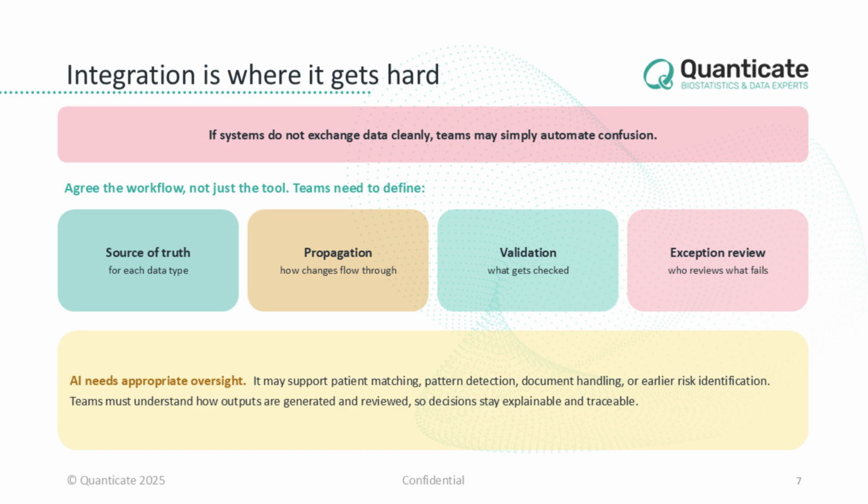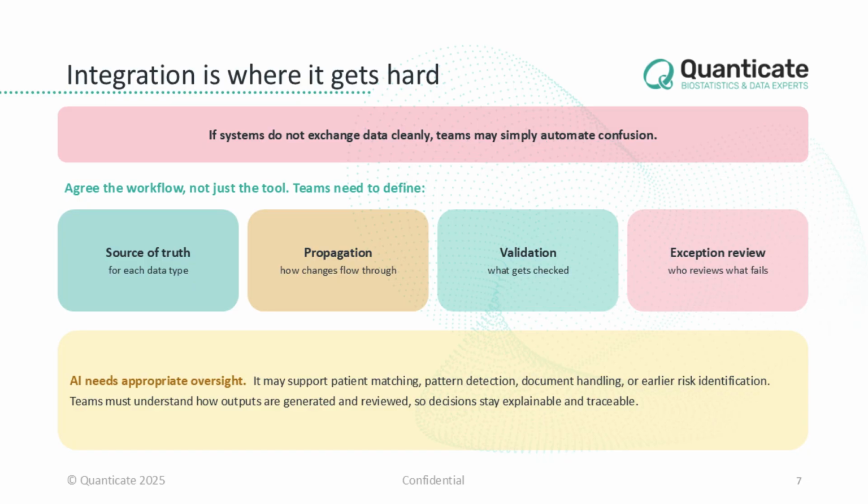Integration is where many projects become more difficult. If systems do not exchange data cleanly, or if the data model is inconsistent, teams may simply automate confusion. That is why process design has to sit alongside technical design. Teams need to know which system is the source of truth for each data type, how changes are propagated, what gets validated, and who reviews exceptions.